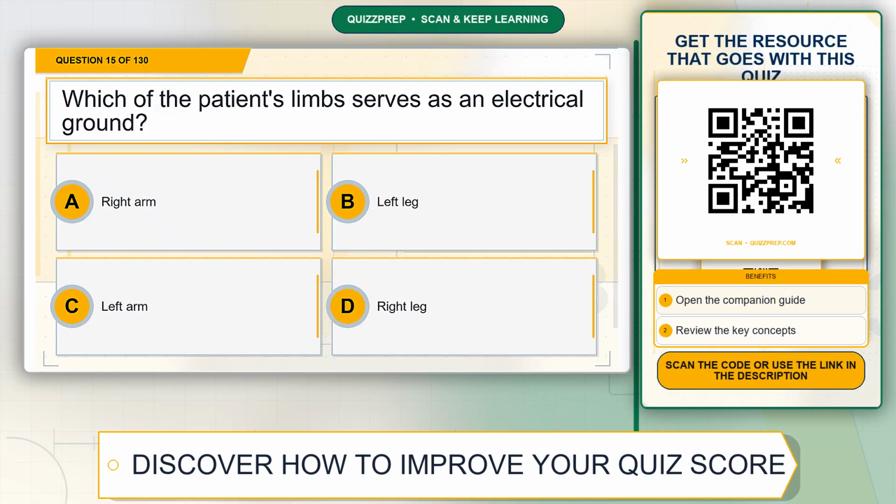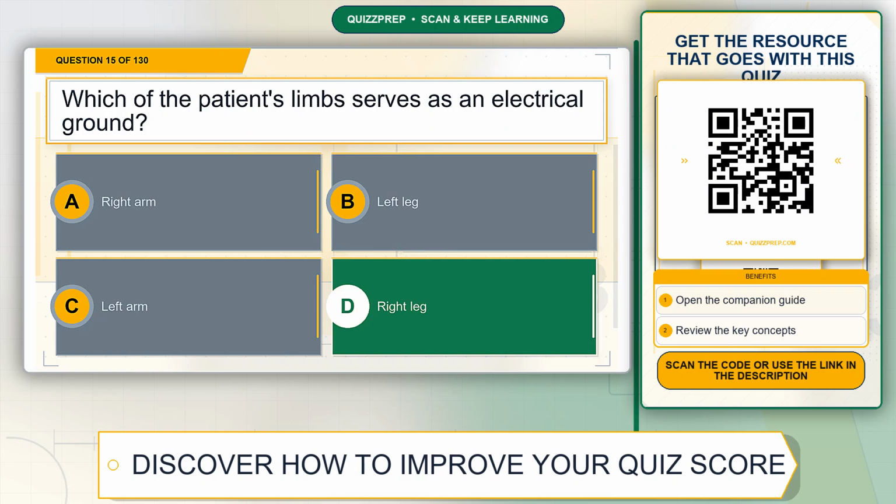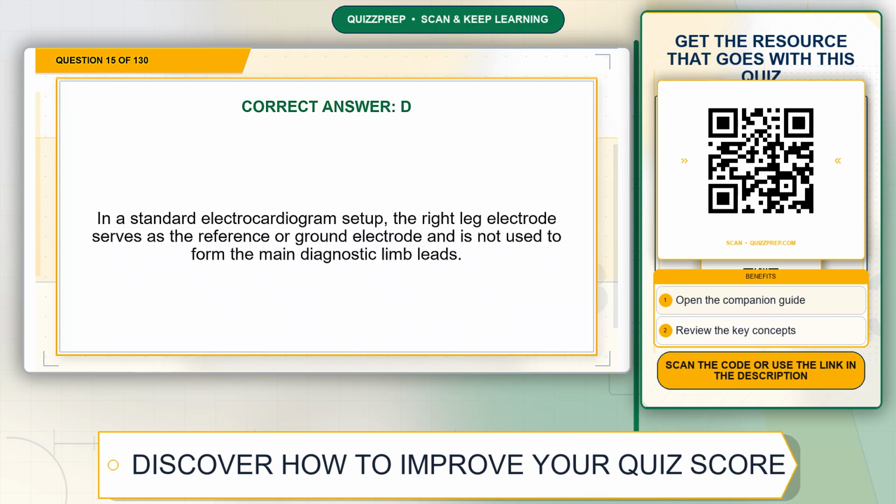Question 15. Which of the patient's limbs serves as an electrical ground? Option A, right arm. Option B, left leg. Option C, left arm. Option D, right leg. The correct answer is option D, right leg. Explanation: in a standard electrocardiogram setup, the right leg electrode serves as the reference or ground electrode and is not used to form the main diagnostic limb leads.